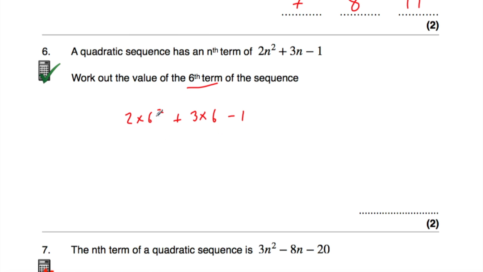So 6 squared, you remember our order of operations, we have to do the squaring first of all. So we've got 2 times, and 6 squared is 36, plus 3 times 6 subtract 1. Now let's do our multiplication. So 2 times 36 would be 72, plus 3 times 6, that would be 18, subtract 1. And 72 plus 18 would be 90, subtract 1 would be equal to 89. So that means the sixth term in this quadratic sequence would be 89. And again, you could work that out on the calculator if you wanted to.